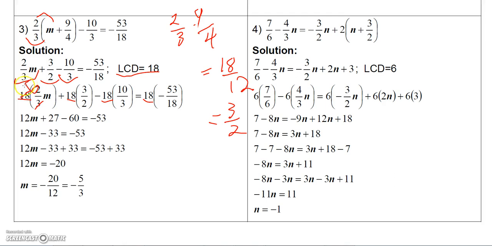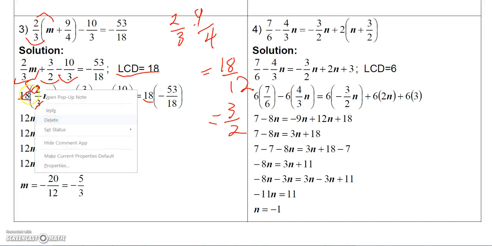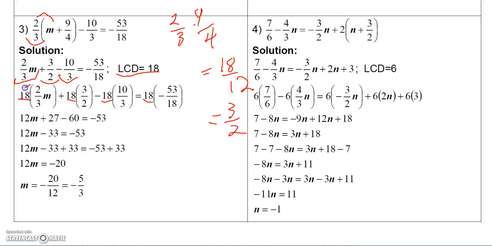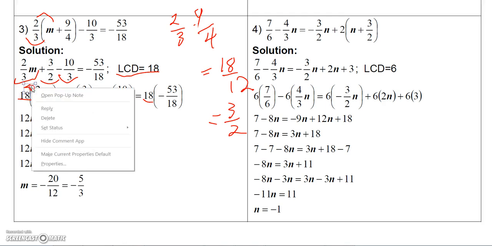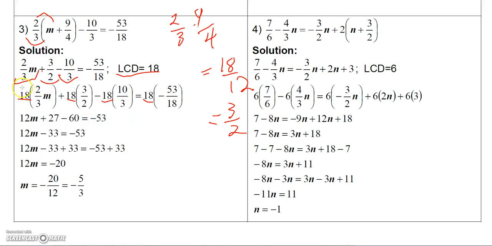Messed that up, but anyway. 6 times 2, right? There's a 2 right there. Man, I can't get that right, can I? All right, just go with me here. There's a 6 right there. Tell you what, I can't do it. Come on. Okay, so 6 times 2 gives me 12m, so I get a 12m.